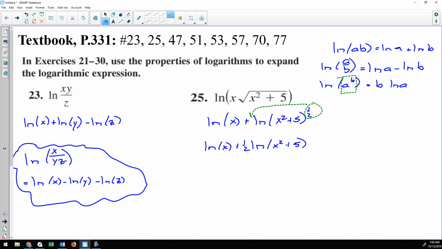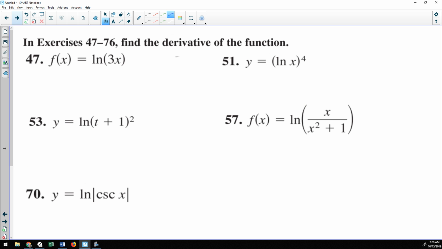We'll use those properties later in some of the differentiation problems, which start with number 47. So here we are actually finding the derivatives, and for the derivative of a log, number 47 is going to be really easy, because if you remember the derivative of a natural log, you simply put the argument, in this case that would be 3x, in the denominator, and the derivative of that in the numerator. In this case the 3's do cancel, leaving you with just 1 over x.